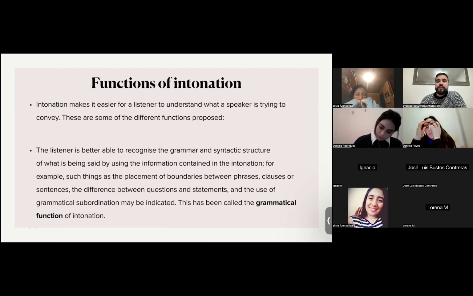So the grammatical function is, for example, for questions. For yes and no questions, we tend to use a rising tone. And for the WH questions, such as "What time is it?" "Have you got the time?" "Where are you?" "Where are you from?" "How are you?" most of them are going to have a falling tone, right? So that's why we call it the grammatical function.